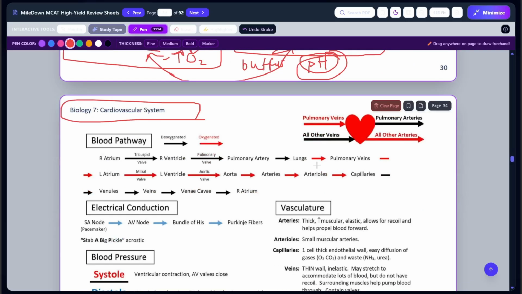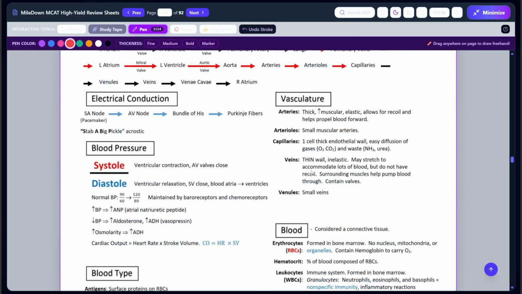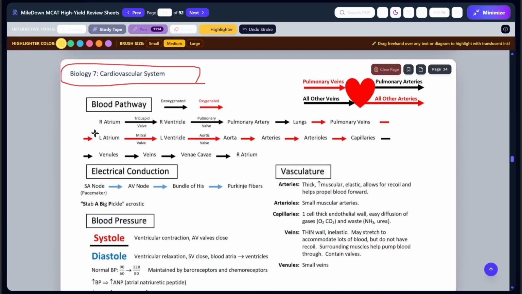That will help you. Okay, so we still have 7, so we'll go through 7 quickly. This is your blood pathway. Anywhere you see this black arrow, it's deoxygenated, and red is oxygenated. This is a big overview. Your pulmonary veins bring oxygenated blood to your heart. Your pulmonary arteries, with blood leaving your heart, carry deoxygenated blood. All other veins carry deoxygenated blood to your heart, and all other arteries carry oxygenated blood.